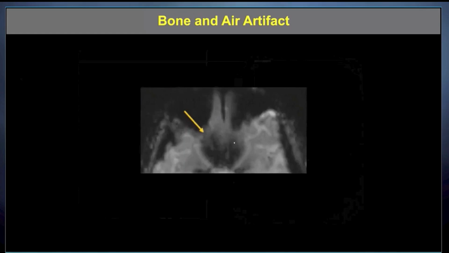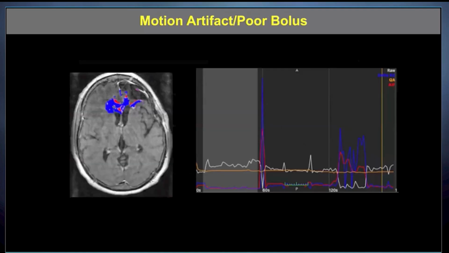Here's just another example of a lesion that was low in the skull base. If you look at the perfusion source images, again, you already see this low signal here, because you are trying to check signal intensity time changes over time. If it's already contaminated with this very dark signal, it may be very difficult to pick up a signal there.